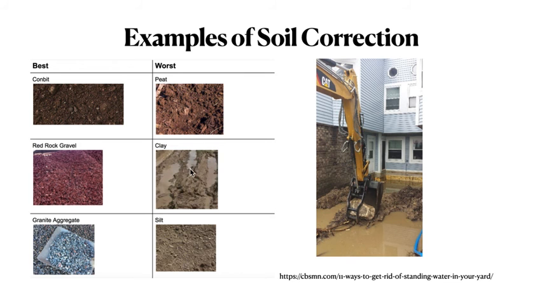And we've all seen this before, right? The standing water in maybe a cornfield or something of that sort, just causing absolutely gross mud. It's just not fun. So this is the Conbit that I was talking about, and some red rock gravel and granite aggregate that might be different options for maybe aesthetic appeal or cost efficiency. And these are the worst things to have near your house for drainage purposes.